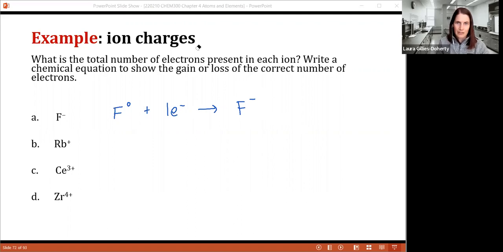So the total number of electrons in this, if neutral fluorine had to gain 1 electron to turn into F with a -1 charge, neutral fluorine starts out with 9 electrons, and it gained 1 electron, which means it has 10 electrons total now.